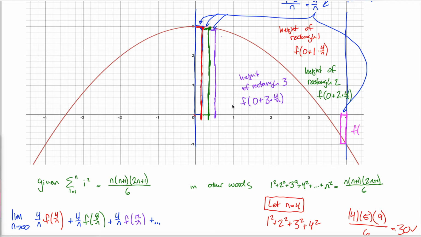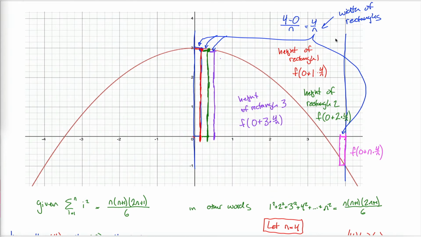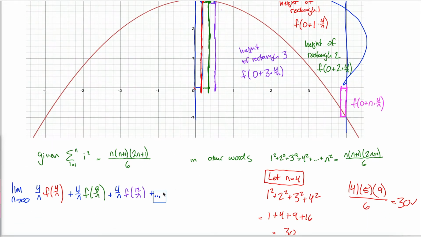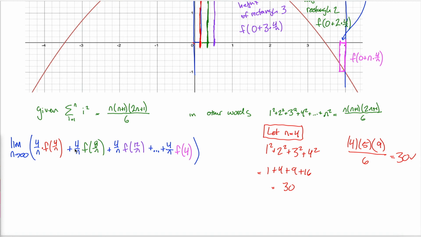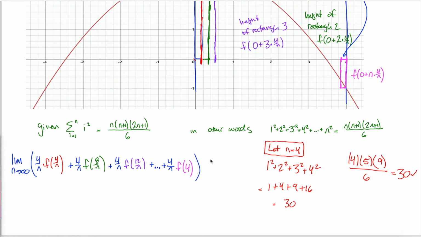How am I getting to this value 4? I'm starting at 0 over here, and I'm adding up not 1 or 2 or 3 of these 4 over n's, but n of them, because n represents the number of rectangles I have. So n times 4 over n. The width of this last rectangle, just like the rest of these rectangles, is just 4 over n, and the height of this last rectangle would be f of n of these 4 over n's. So 4n over n, in other words, 4. This expression is really, really complicated, but if you can tie each of these terms back to a corresponding rectangle, one of these infinitely thin rectangles, then you're following the idea of what we're doing here.